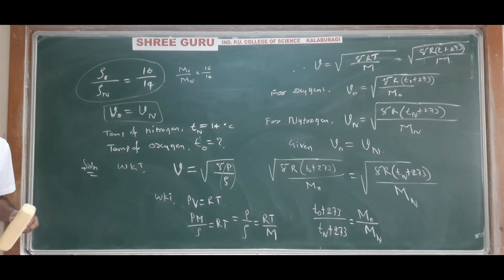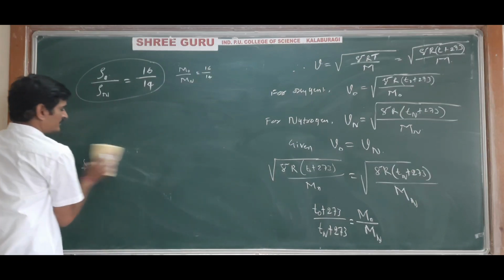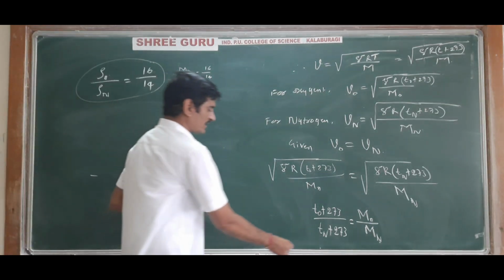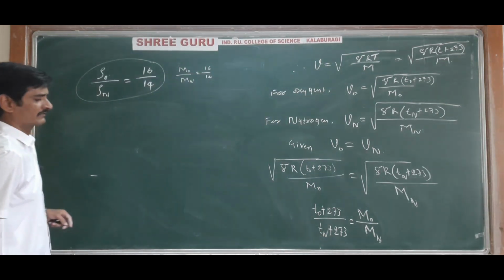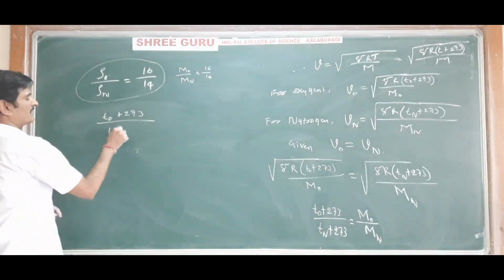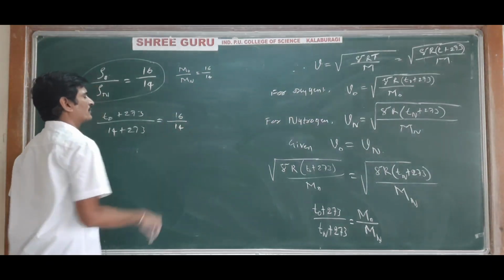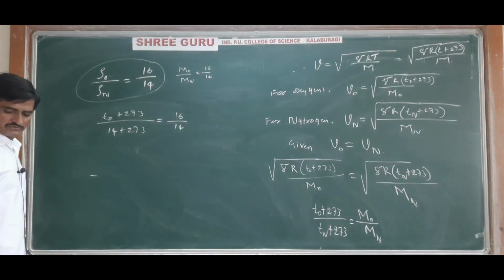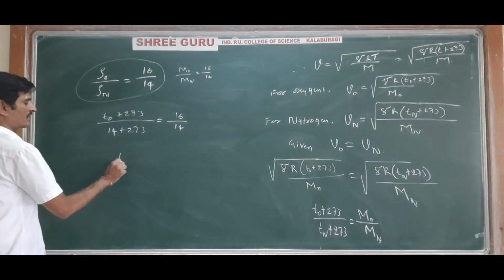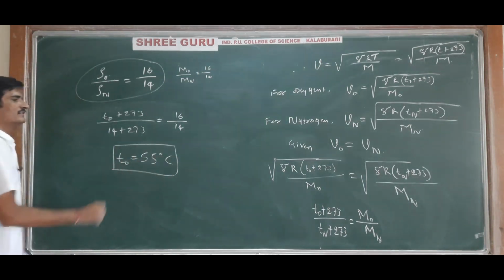Using this value, the temperature of nitrogen is given, that is 14 degrees Celsius. So therefore, (T naught plus 273) divided by (14 plus 273) is equal to 16 divided by 14. On simplification, you will get the answer: T naught is equal to 55 degrees Celsius. So this is the answer.